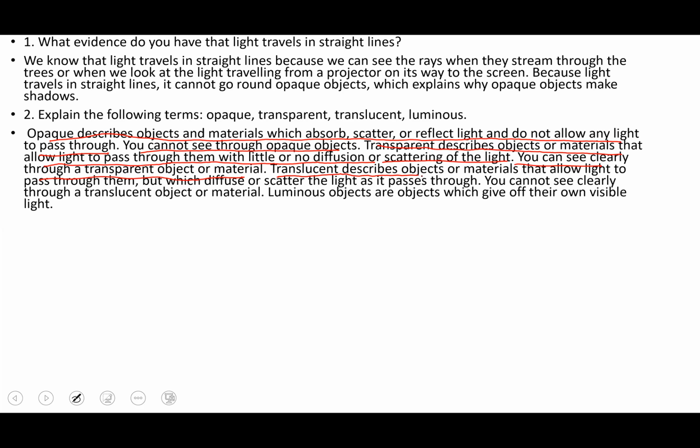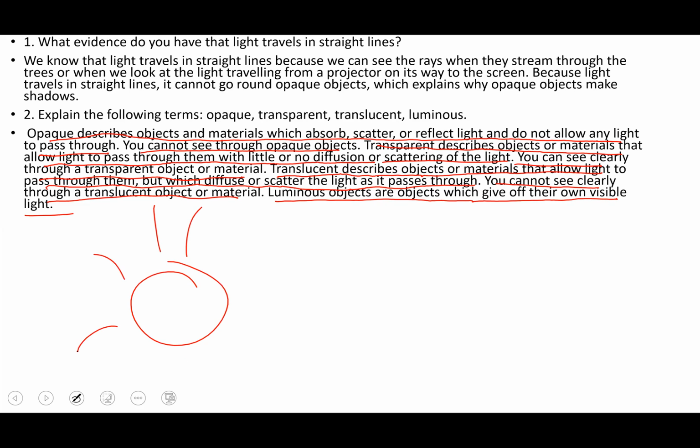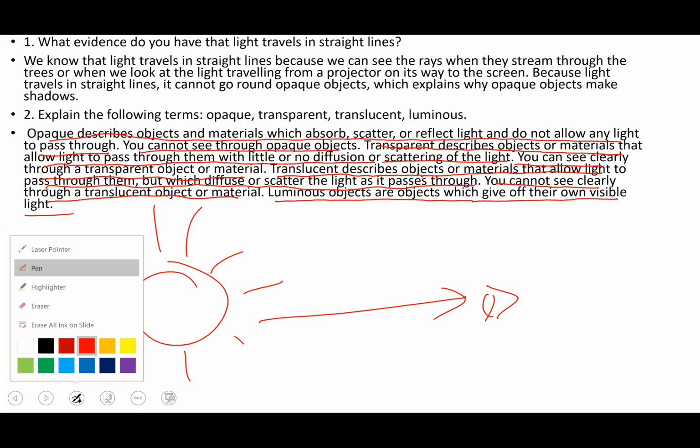Translucent objects describe the objects or materials that allow the light to pass through them, but which diffuse or scatter the light as it passes through. You cannot see clearly through translucent objects or materials. Luminous objects are those objects which give off their own visible light, like the sun. The sun basically gives off light to everything, and from that we are able to see everything. But if we look at the sun directly, we won't be able to see anything. So it must reflect from something and get into our eyes.